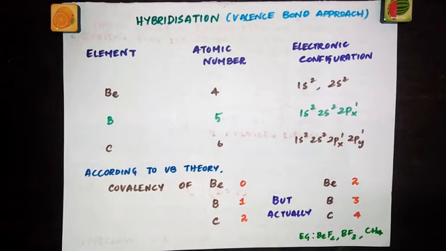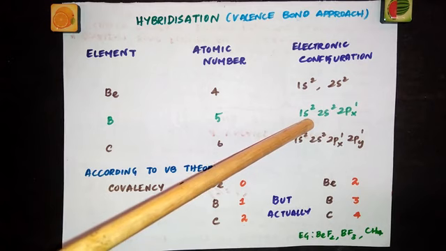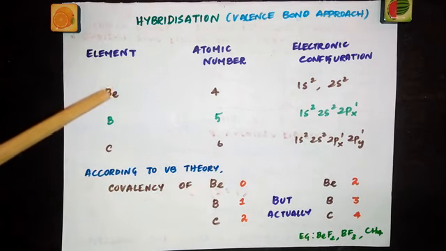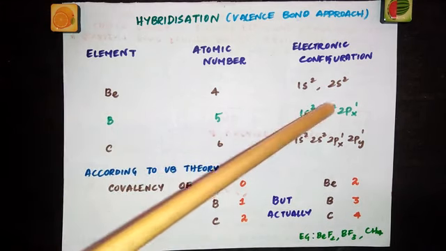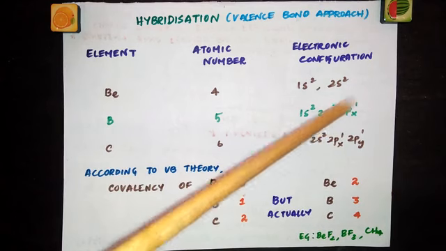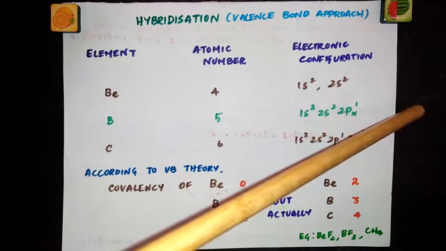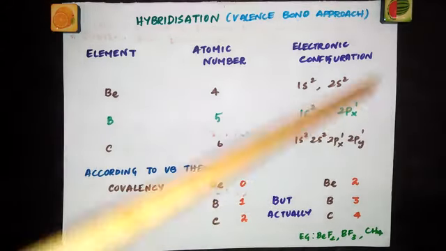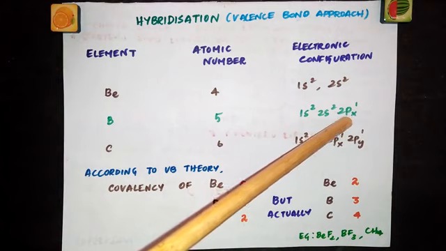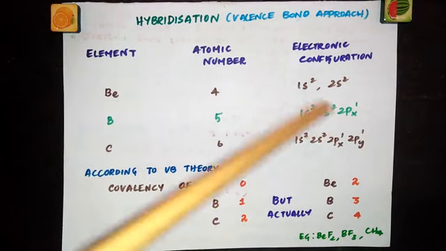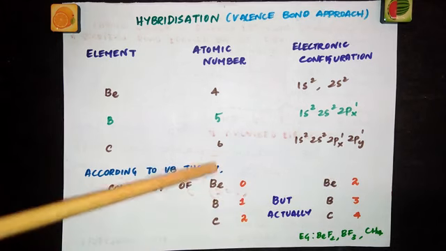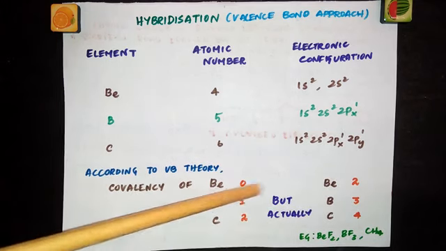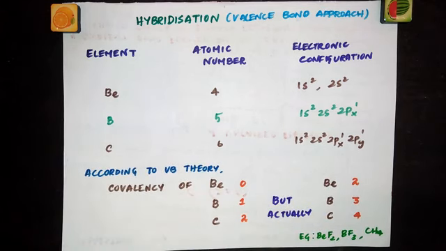According to VB theory, when you look at these configurations, we can conclude that the covalency of beryllium is 0 because there is no half-filled atomic orbital, and the covalency of boron is 1 since it has only one half-filled orbital. This half-filled orbital can overlap with a half-filled orbital of the reacting atom to form a bond. So the covalency of boron should be 1. In the same way, the covalency of carbon according to VB theory should be 2. But actually the covalency of beryllium is 2, not 0. Boron is 3, not 1. And carbon is 4 and not 2 as suggested by VB theory.